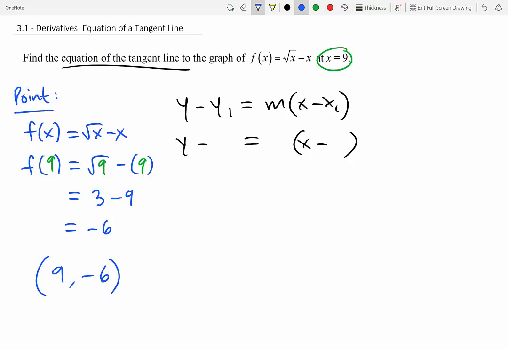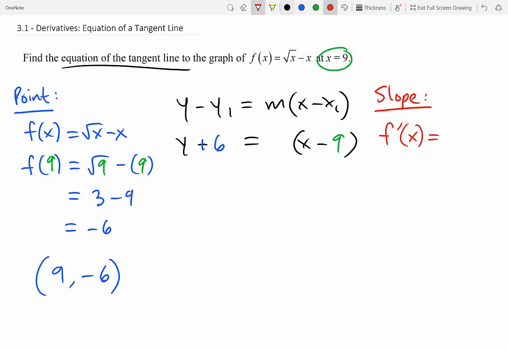So that's valuable for a lot of reasons. First of all, we know that x1 is a 9. We also know that the y value is a negative 6, which gives us a y plus 6 over on the left-hand side. Now, the far more interesting thing about this question is how to find the slope of this tangent line. So in order to do that, we need the derivative f prime of x.